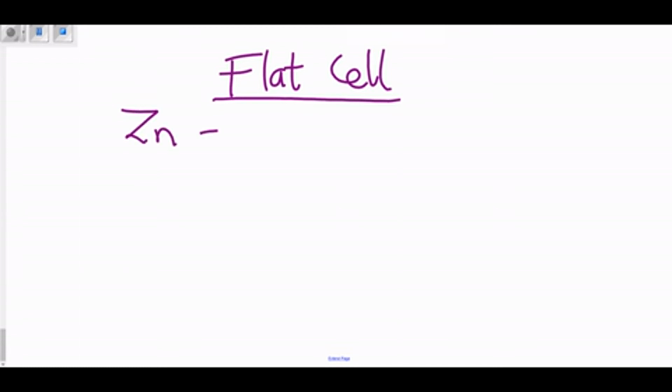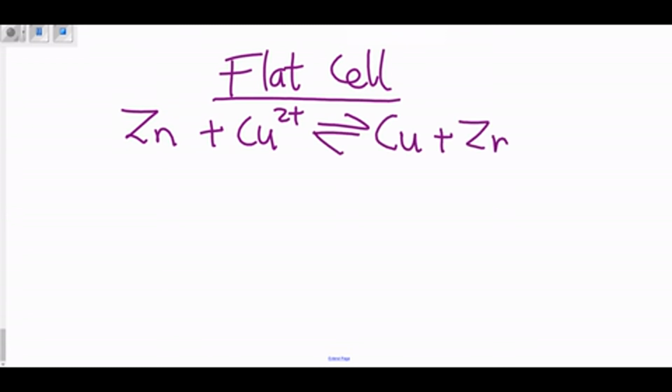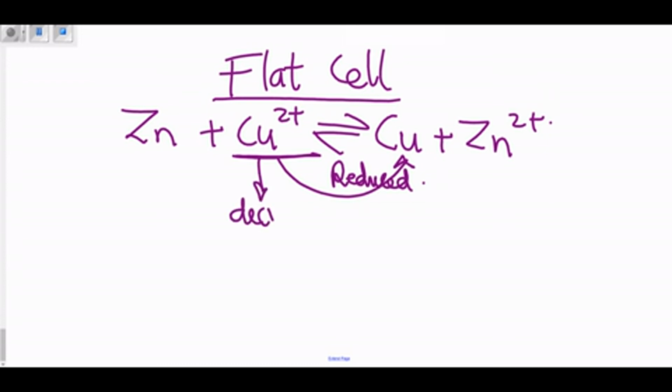We have zinc plus Cu2+. This was our overall cell reaction, if you remember. Copper plus what? Zinc 2+. Okay. Now, I need you to notice that the Cu2+ is being reduced to Cu, which simply means that this actually decreases in concentration. I'm sure you remember the symbol. Concentration of Cu2+ does what? Decreases. And this creates an imbalance.